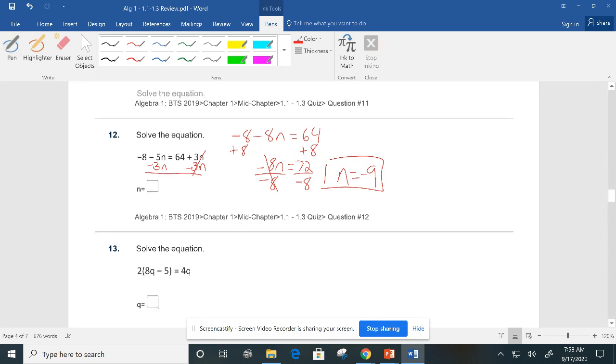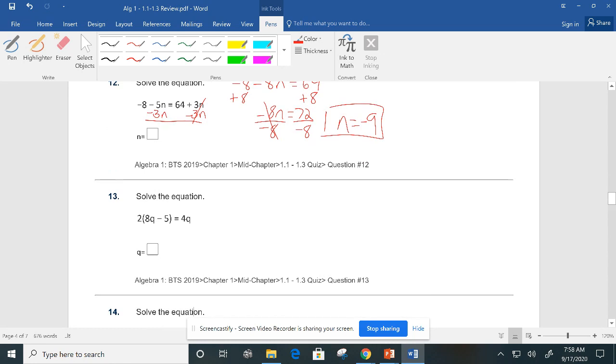Powering through, solving equations. Number 13. Need to distribute. 2 times 8q is 16q. 2 times negative 5 is negative 10, which is equal to 4q. Variables on both sides here. I'm actually, rare thing, because my variable's by itself on the left, I'm going to subtract the 16q here. This goes to show you it doesn't really matter which way you do it.